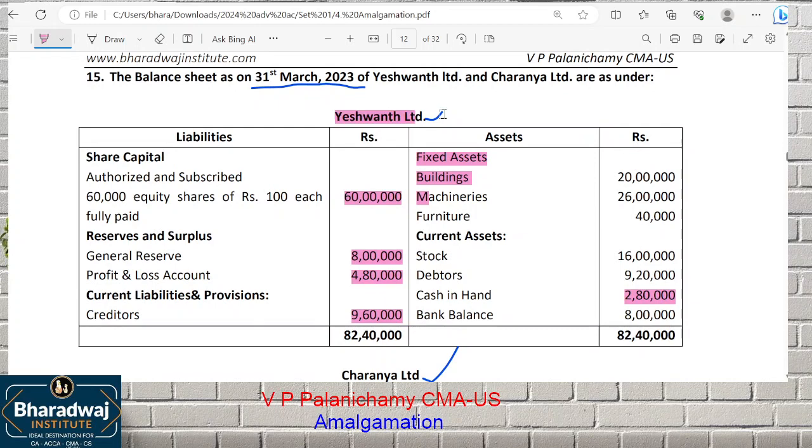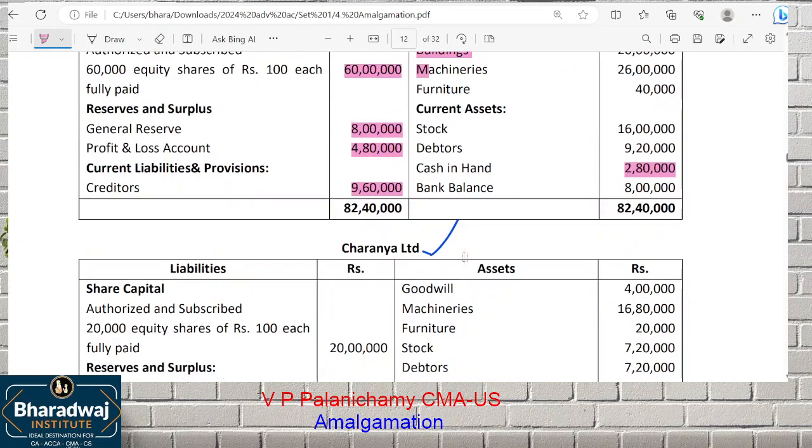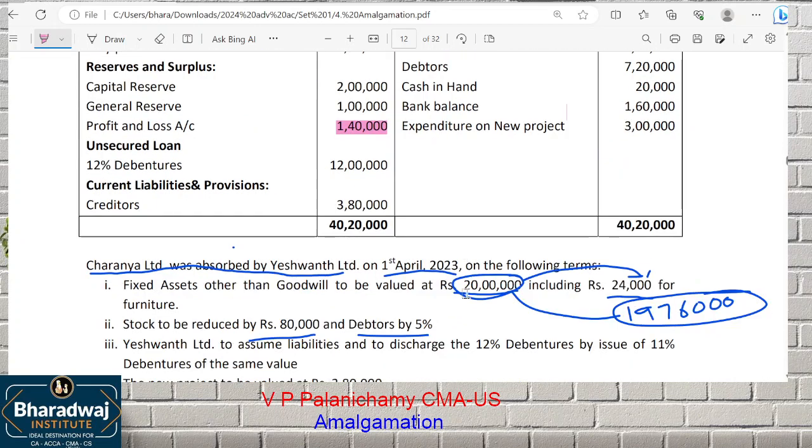The balance sheet is given for Yashwant Limited and which company? Charanya Limited is given to us. We are given fixed assets value of 20 lakhs, that includes 24,000 for furniture, and the remaining is for plant and machinery.